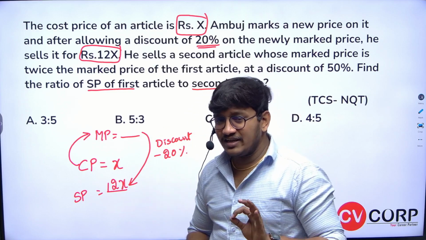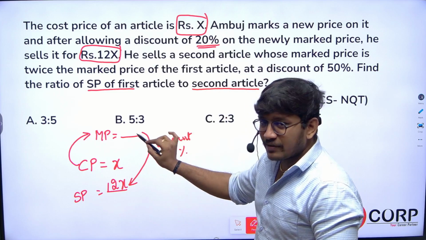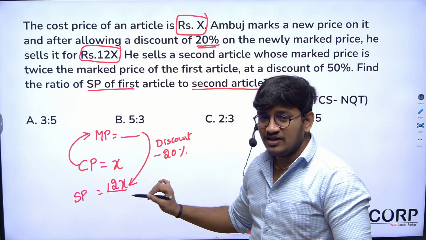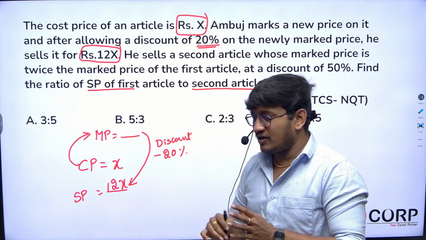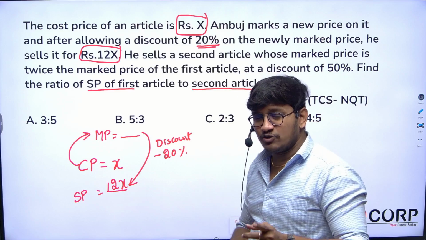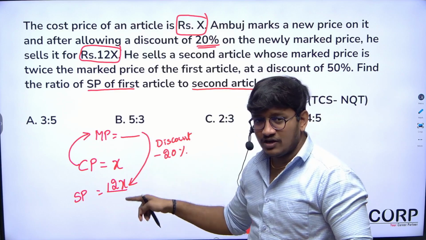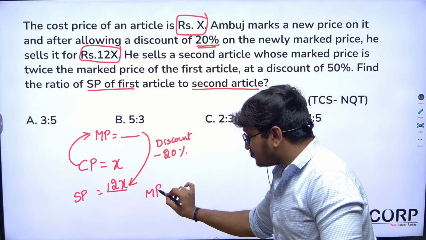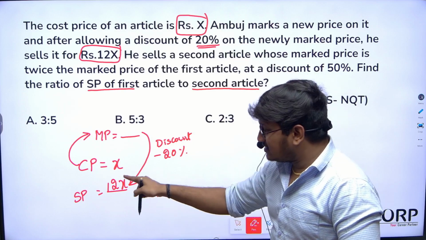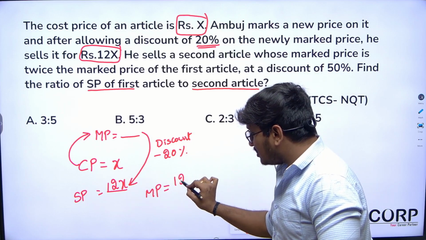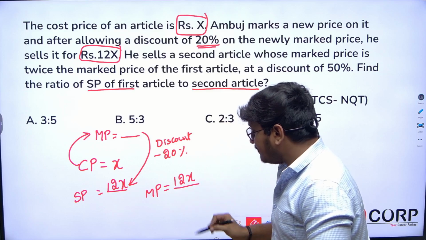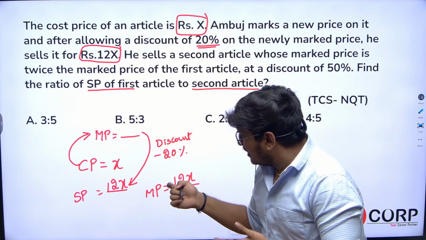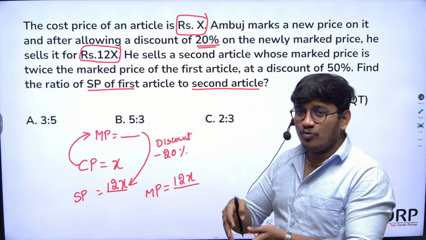Now, yesterday I clearly said that from market price, if you remove 20%, you get selling price. If you didn't watch yesterday's class video, go through that, and you will easily understand the logic of how I'm writing now. So if you want to find market price, market price is equal to selling price, 12x, divided by how much? Discount, how much are they giving? 20%.